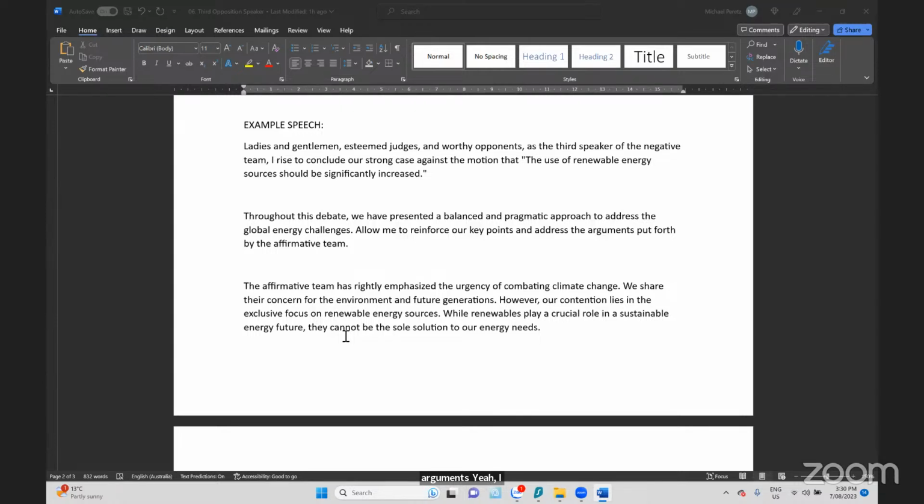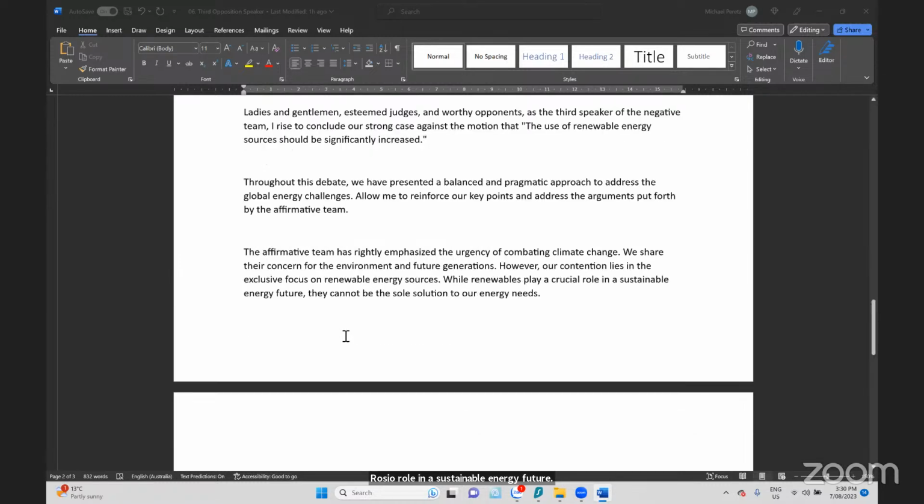The affirmative team has rightly emphasized the urgency of combating climate change. We share the concern for the environment and future generations. However, our contention lies in the exclusive focus on renewable energy sources. While renewables play a crucial role in a sustainable energy future, they cannot be the sole solution to our energy needs.